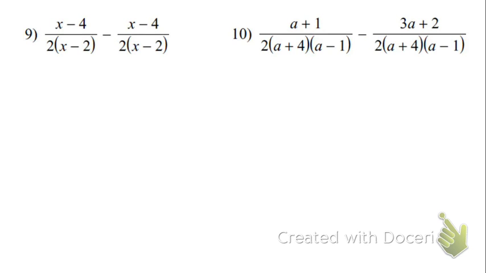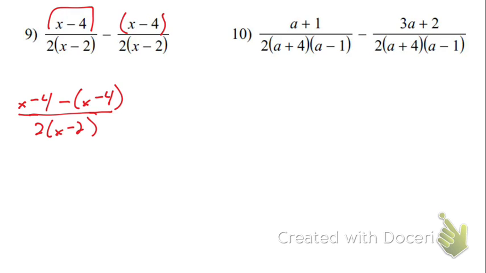All right. Now we're subtracting. So here's how it works. The denominator is 2, parentheses x minus 2. That's the easy part. Up top, I have x minus 4 from this numerator right here. But we have to subtract this.